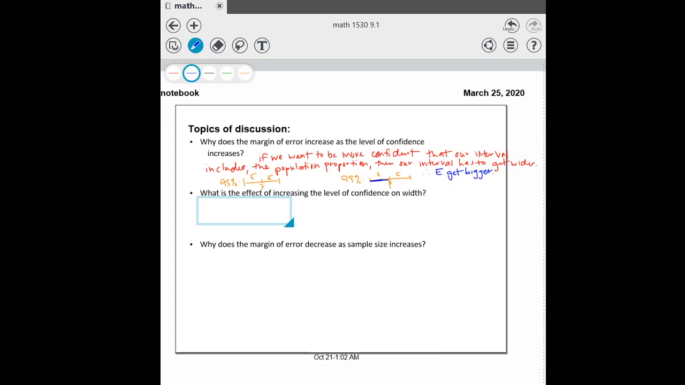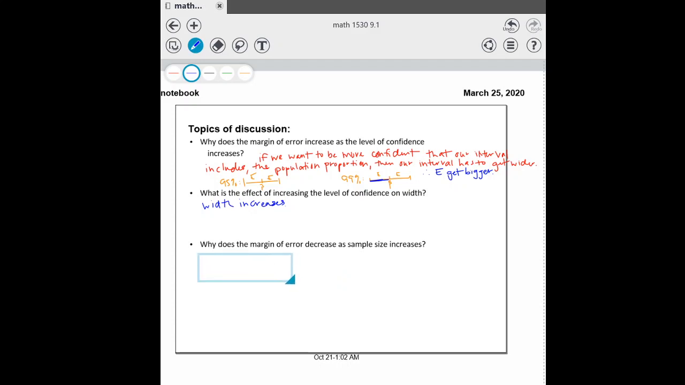Okay, what is the effect of increasing the level of confidence on width? This is almost exactly the same question. What did we just say? We said if we increase the confidence level, the interval gets wider. So what is the effect on width? Width increases. It has to get wider if you increase confidence.